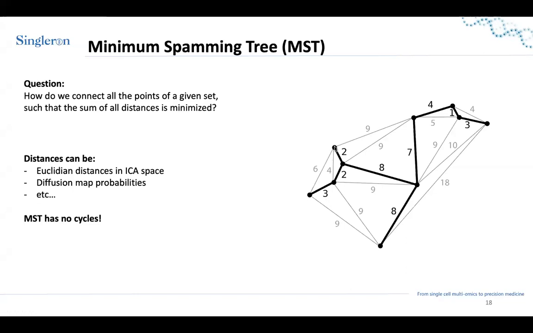Once you have distances between each pair of cells, then you can find the tree that has the minimum sum of distances. So if the position of one cell is changed, like this one is changed here, then of course the minimum spanning tree will also change because the distances will change. Okay, thank you very much for the explanation.